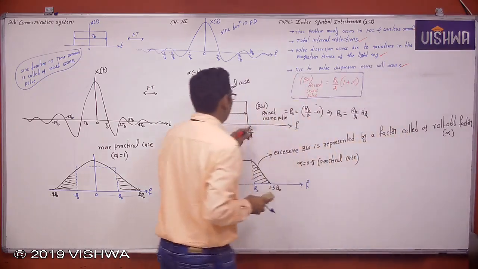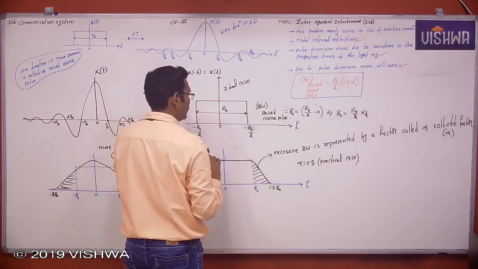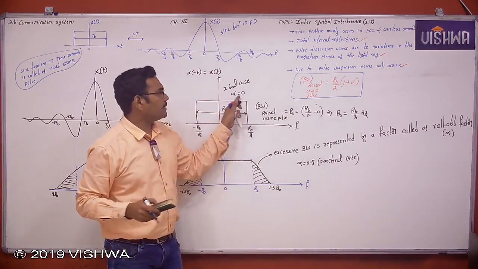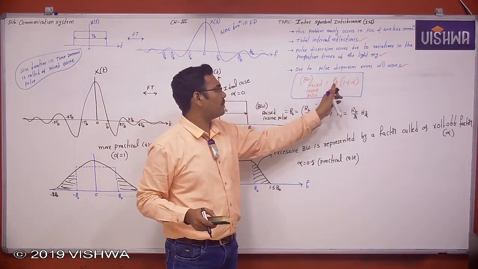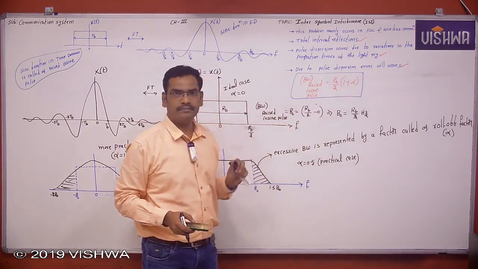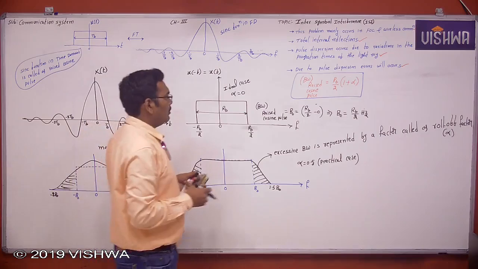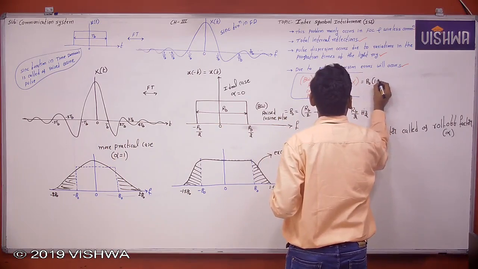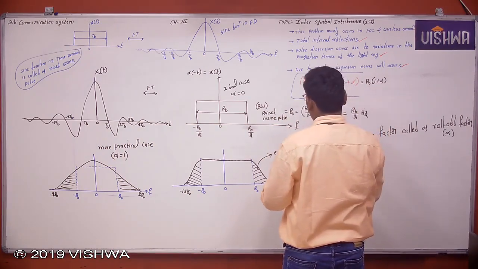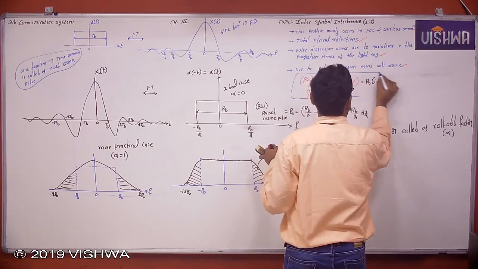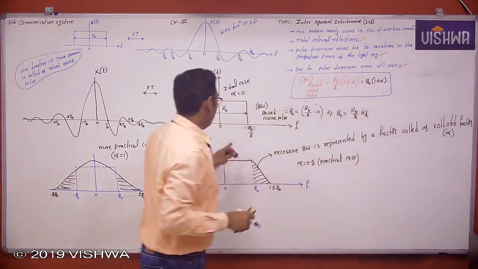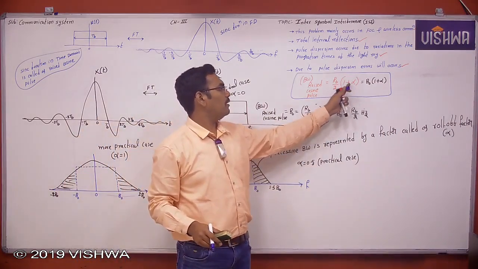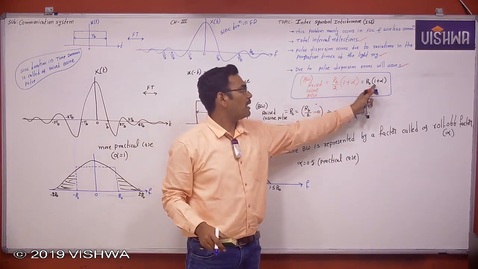Now, this is the ideal case. Ideal case means no excessive bandwidth. In the ideal case, alpha equals 0. Substitute alpha equals 0, RB by 2. Yes, this is RB by 2. Or you may write it like this, which is equal to B naught into 1 plus alpha. What is B naught? B naught is nothing but RB by 2. Now, if alpha equals 0.5, 1 plus 0.5, 1.5 B naught.